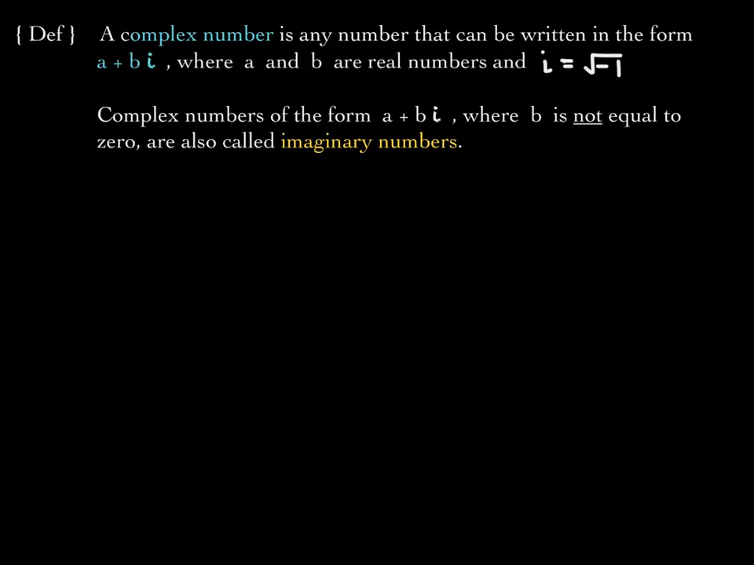All right, here's our definition for a complex number. A complex number is any number that can be written in the form a plus bi, where a and b are real numbers and i is equal to the square root of negative 1. Now, complex numbers of this form, a plus bi, where b is not equal to 0, are also called imaginary numbers, okay? Now, I want to have a conversation about calling a complex number imaginary, and calling an imaginary number a complex number. But first, let me show you a diagram of where we are right now in this number system.